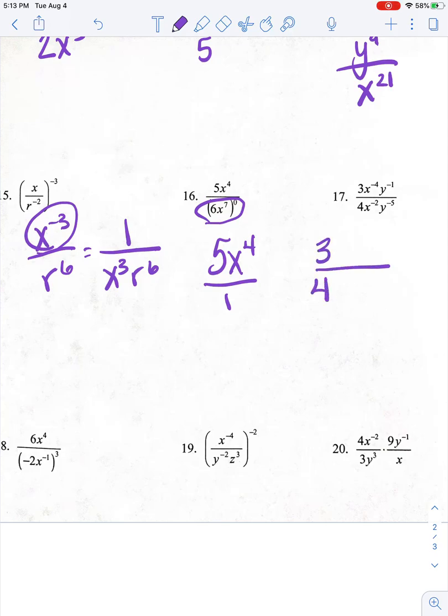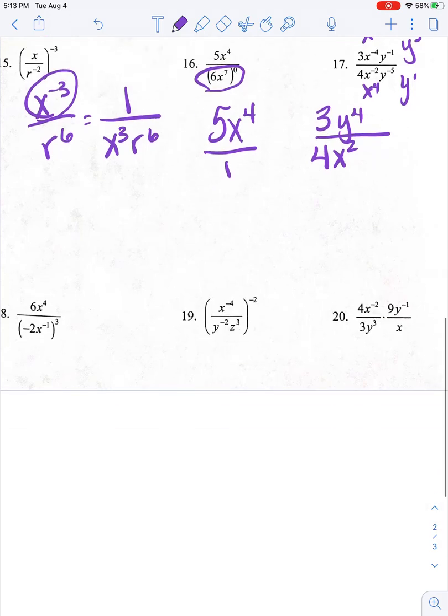Number 17, I can't do anything with the 3 and the 4. The x's are going to flip-flop. The x to the second is going to go to the top, and the x to the 4th is going to go to the bottom. So that's going to leave me with an x squared on the bottom. And the y's are also going to flip because they're both negative. And that's going to leave me with y to the 4th on the top.